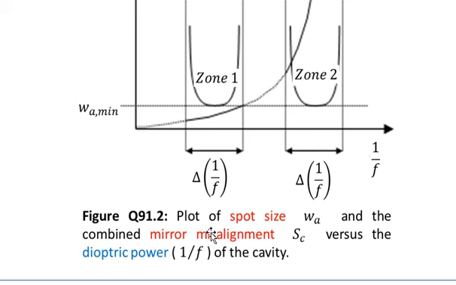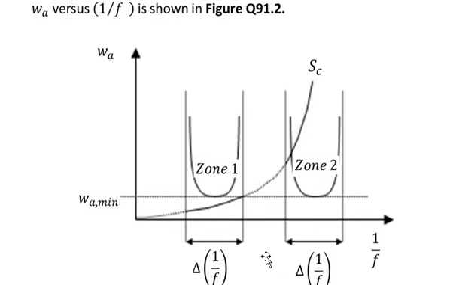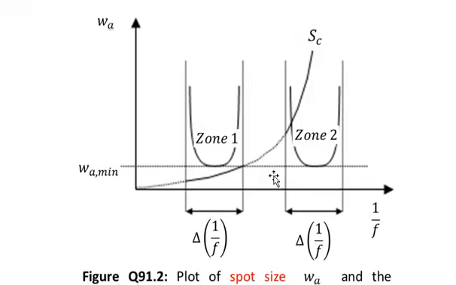The caption of the figure is a plot of spot size WA and the combined mirror misalignment SC versus the dioptric power 1 over F of the cavity. So we have drawn two parameters. One is the WA versus the dioptric power of the cavity 1 over F. So you will notice there are two zones, zone 1 and zone 2. And you see that WA is represented by the solid curve within zone 1 and zone 2.